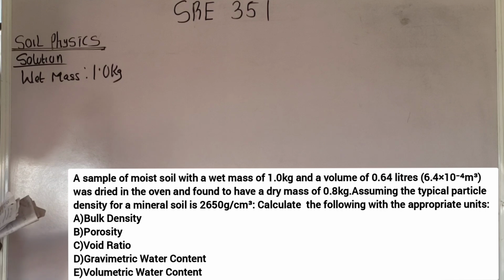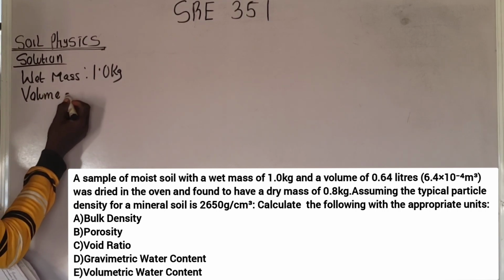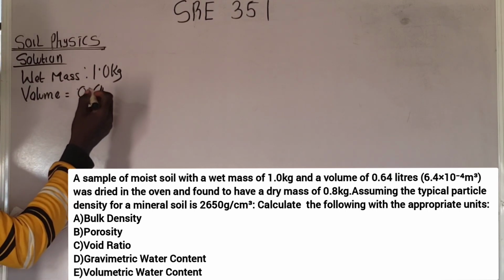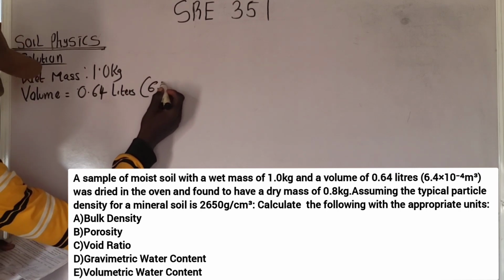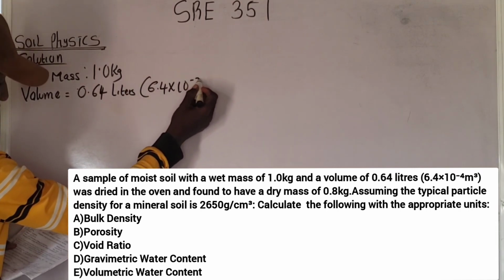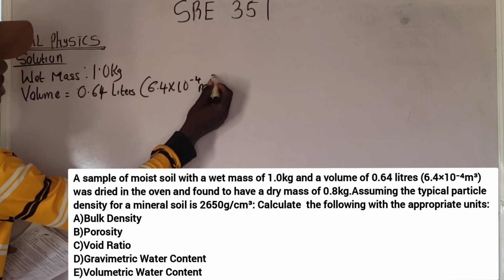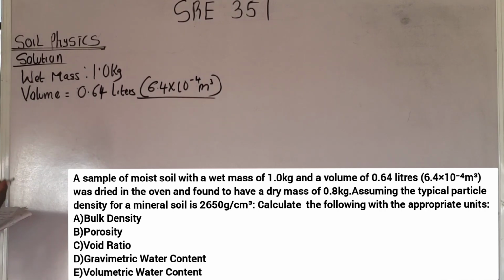Now, we are given the volume in liters, but the type of volume that we need in this question is meter cube. You understand? So the volume equals 0.64 liters, and that will be 6.4 times 10 raised to the power of negative 4 meter cube. This is what we need. So we are given the volume as this.